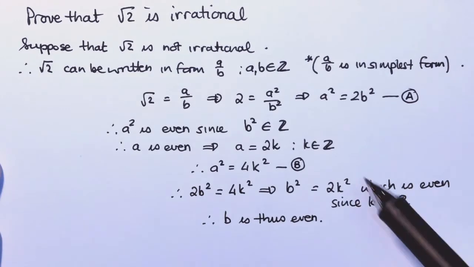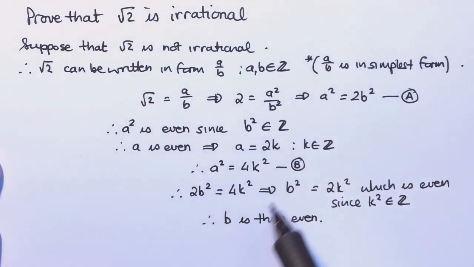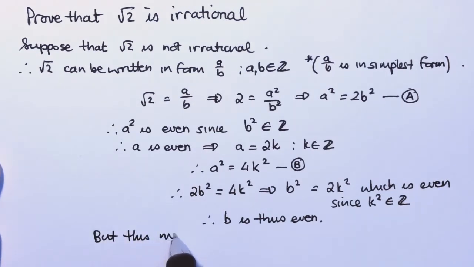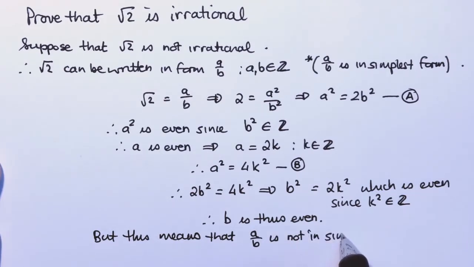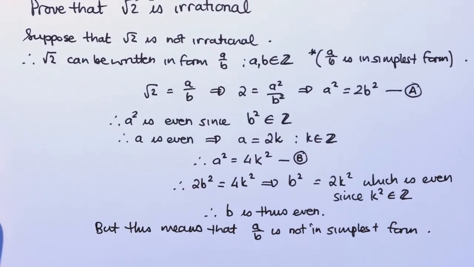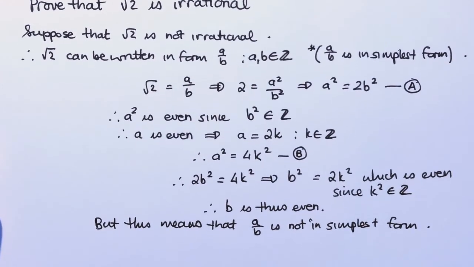Now if a is even, and b is even, then, but this means that a over b is not in simplest form. Why? Because we can write b as a multiple of 2 and we can write a as a multiple of 2. So there's definitely a common factor between the two of them.